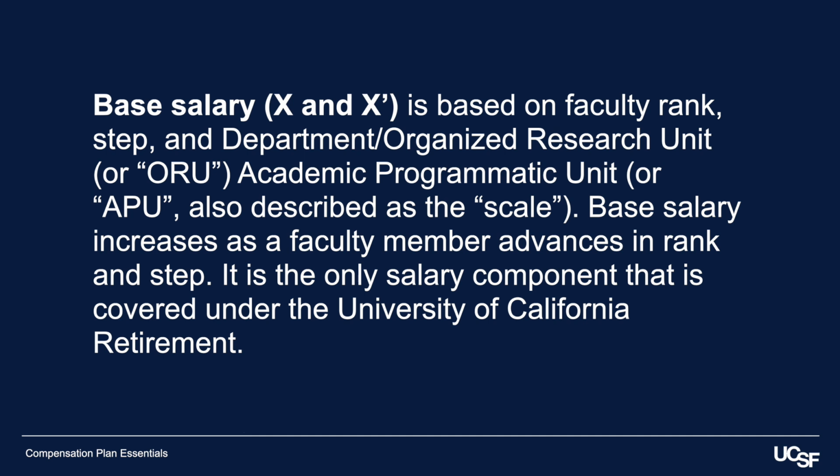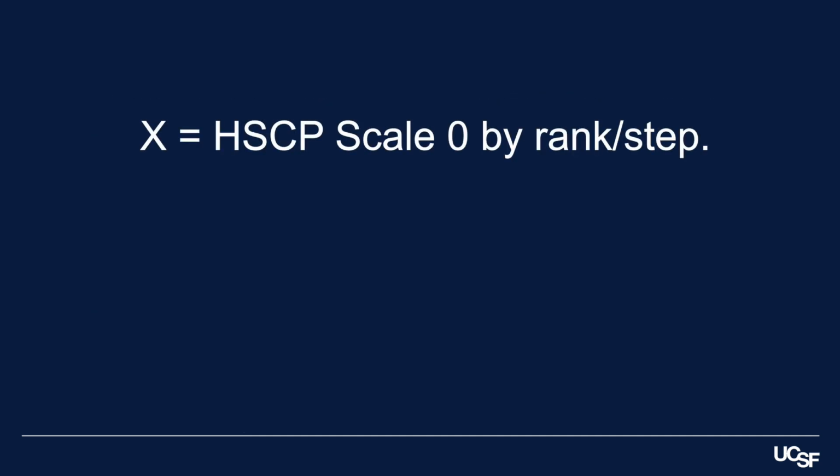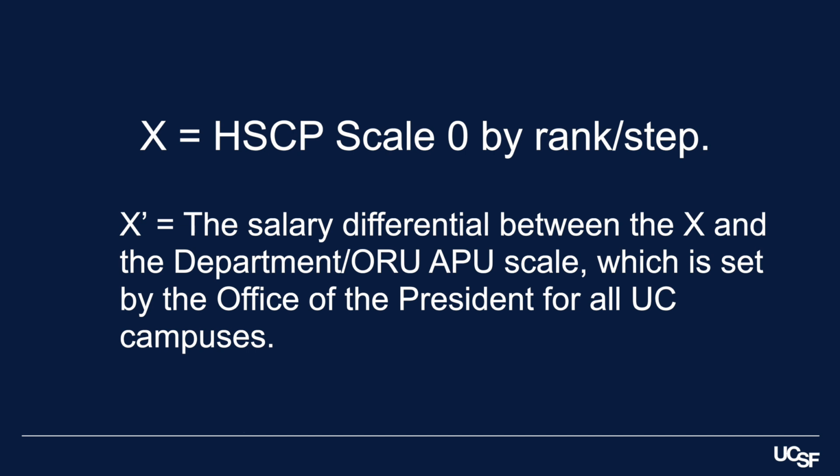This is also described as a scale. Your base salary increases as a faculty member advances in rank and step. It is the only salary component that is covered under the University of California retirement. Now, X is the Health Sciences Compensation Plan Scale 0 by rank and step. The X prime is the salary differential between the X and the department APU scale, again, which is set by the Office of the President for all UC campuses.